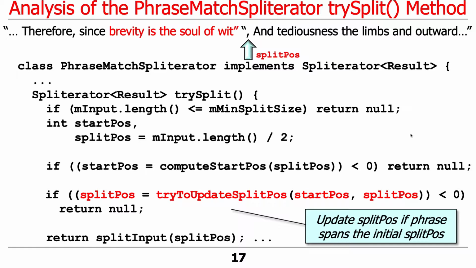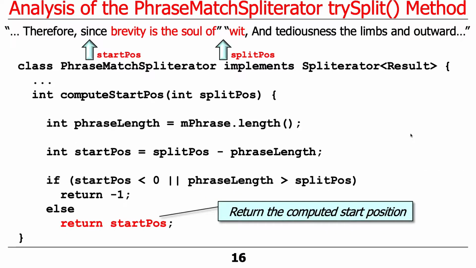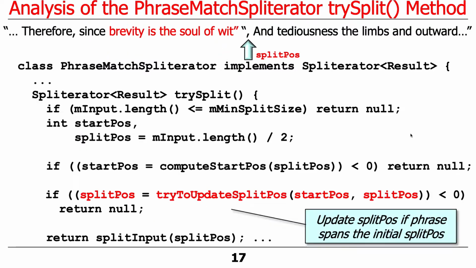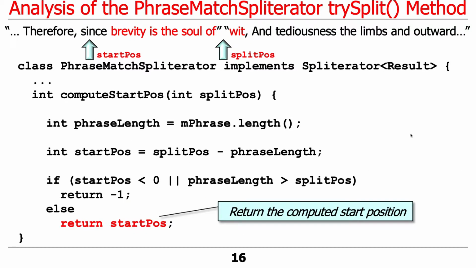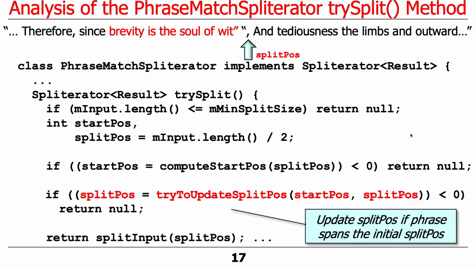And what it's going to do is update the split position to be something different so that the phrase will not span across chunks. You can see before, this is the initial split position, and after we call try to update split position, it goes from this to this. So it's going to split after the end of the phrase so we don't end up straddling the chunks, which would be bad because we would never find the search, no matter how hard we tried in parallel.